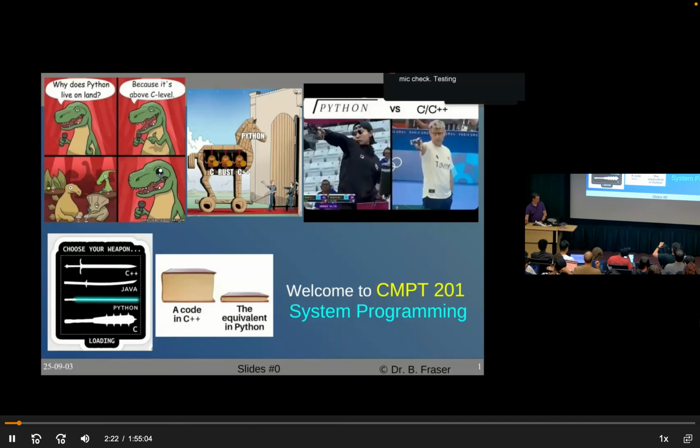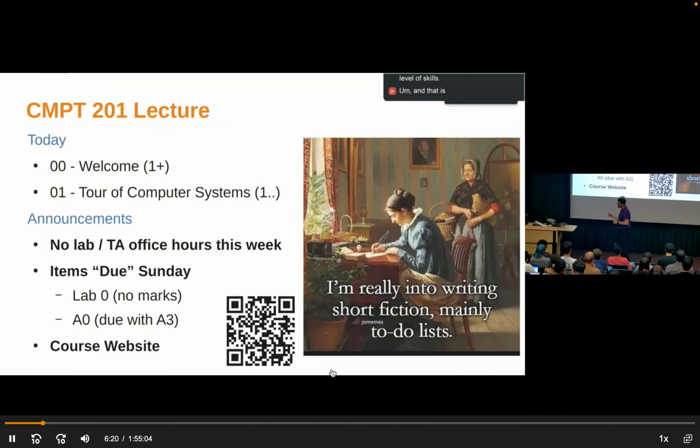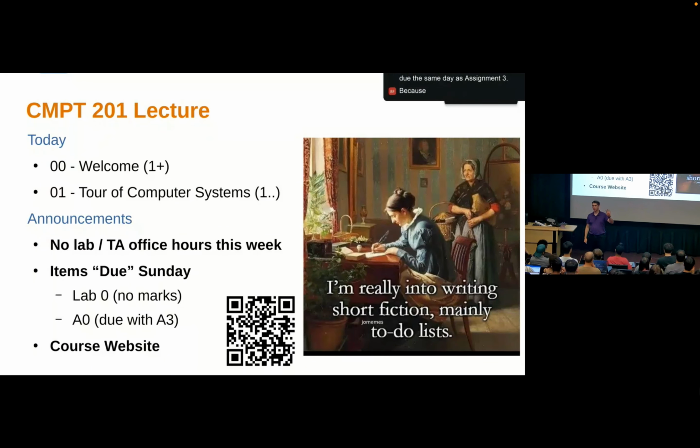Also, assignment 0 is again due on Sunday. The first half of the course has 8 small assignments. We call them small assignments. Really, they're tutorials that we're forcing you to walk through. The first of which, I believe, is on the command prompt, a Linux command prompt. It forces us all to have the same base level of skills. It's actually not due Sunday. It's really due the same day as assignment 3, because with 0 index, that's the 4th assignment.